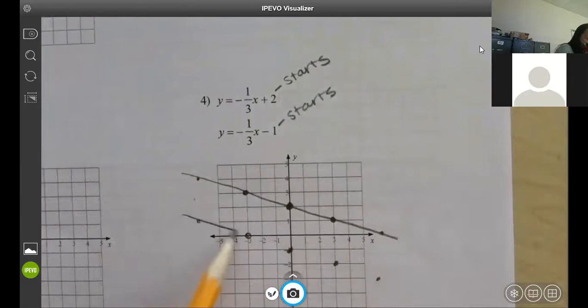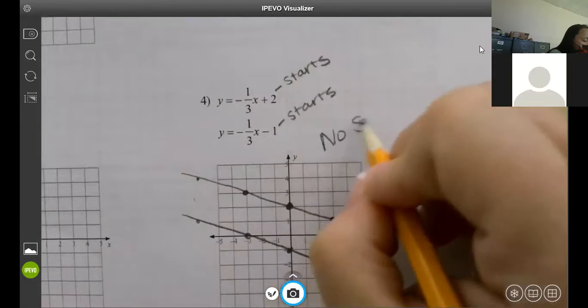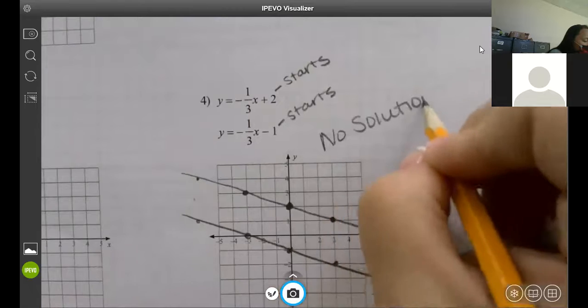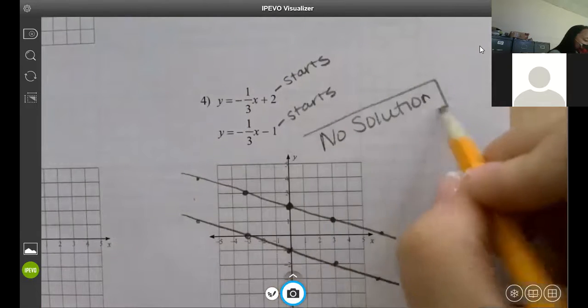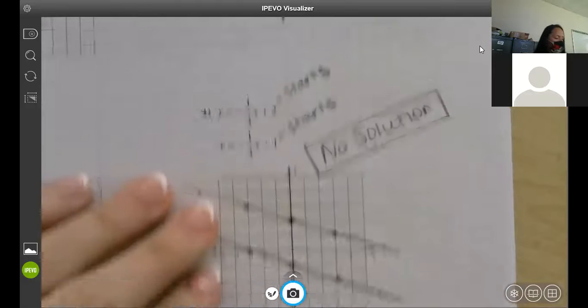Tell me what happens to these, or what doesn't happen. They don't cross. When they don't cross, that is a no solution. So when we're graphing in Desmos and you see that they don't cross, no solution. All right. Is everybody okay with those? We're going to flip it.